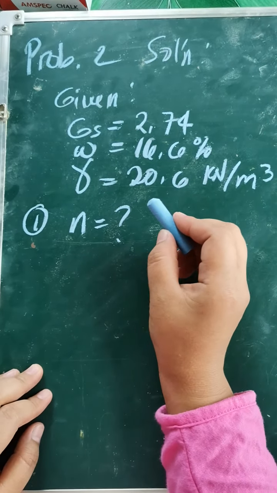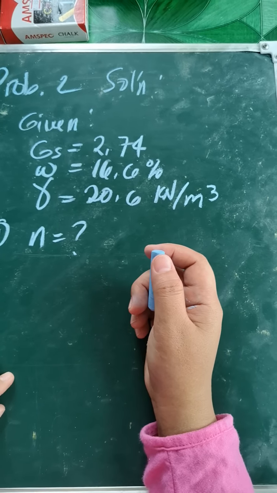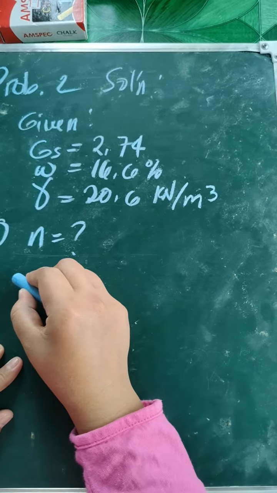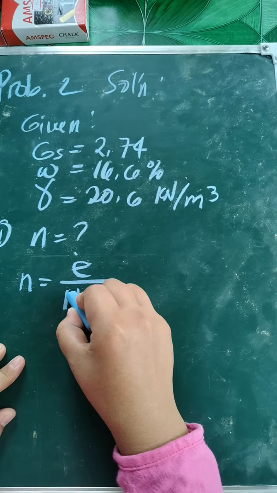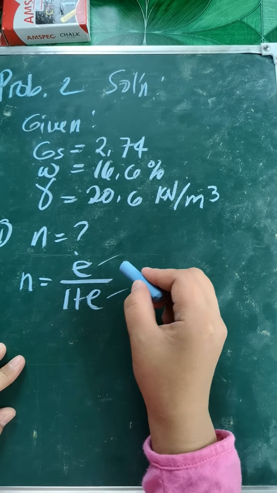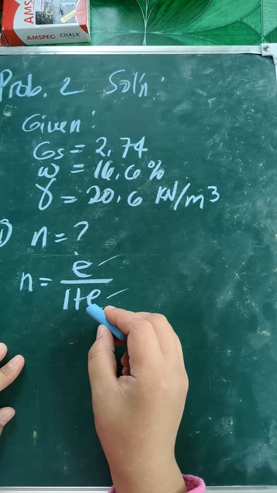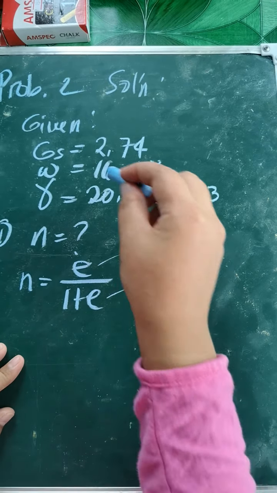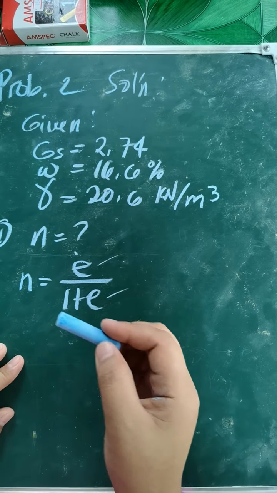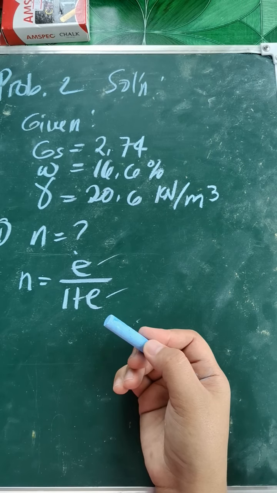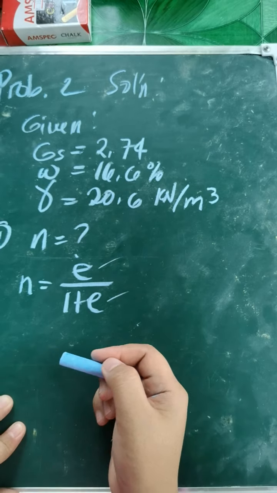Okay, so we have this N. We have equations for N such as N equals E over 1 plus E. But we need to find first the value for E. To get the value of E, we need to examine the given. From the given, we have only specific gravity, moisture content, and the unit weight. So we have to think of some equations in which most of the given are involved.